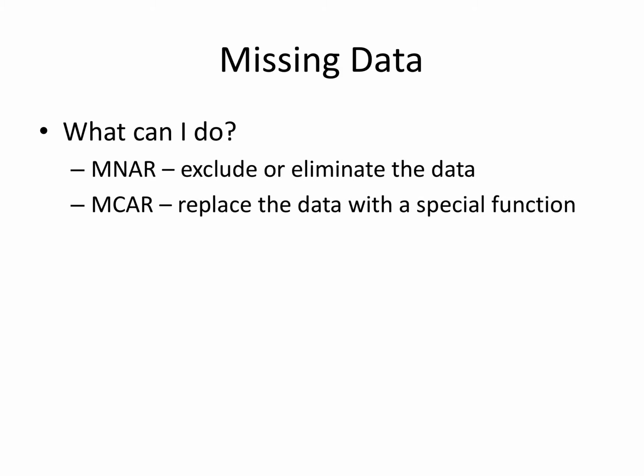So what should I do with different types of data? If it's MNAR, not at random, you really need to figure out why it's missing. You can either exclude that question or eliminate the data, but missing not at random data is problematic because it's not random, so you have to figure out why it got skipped. In MCAR, if it meets a certain set of scenarios, we can replace that data with a special function. In R, we're going to use the mice function that allows us to do multiple imputation. In Excel, we're going to use some mean estimation because that's the only kind of option we've got.